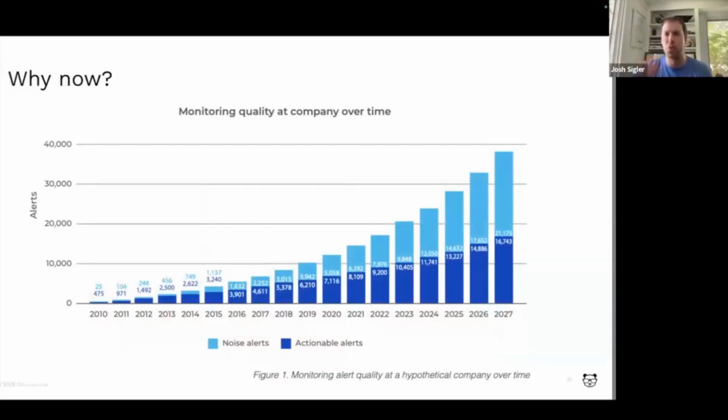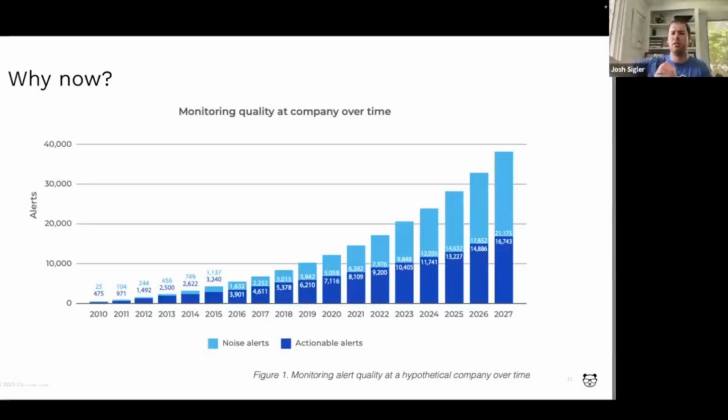Now, the next question is the why now? Why should I be walking away from this presentation and asking all my peers, hey, do we know what our actionability rate is in BigPanda? You look at the scale and the growth of IT over time, more and more observability coming in. You look at where we are today, 2025, without doing the number crunching, we're probably at like 50% noise alerts, 50% actionable alerts.